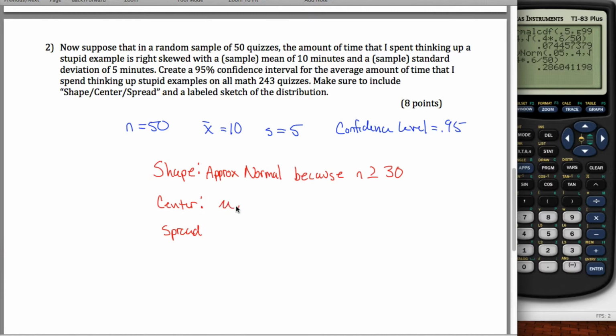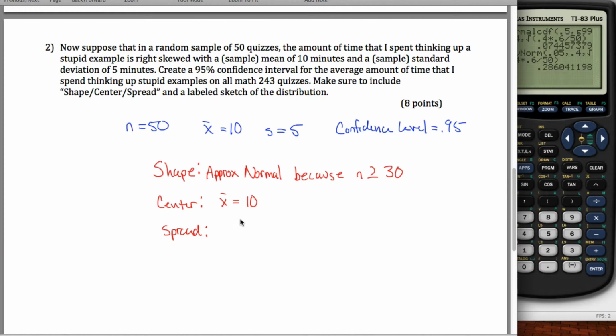Center, mu sub x bar. X bar is my sample average. It will always be different, but the overall average of these averages... actually, I don't want to use this notation, sorry. For my center, I'd like to use mu, the population average, but I don't know the population average. That's what I'm creating a confidence interval for. Next best thing is my sample average. My best guess, my point estimate, is my sample average, which is 10.